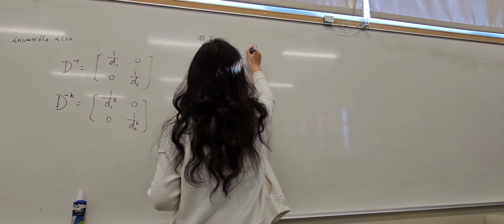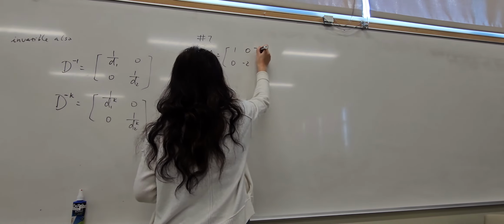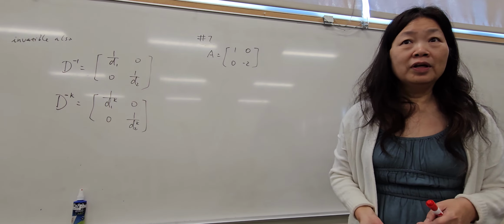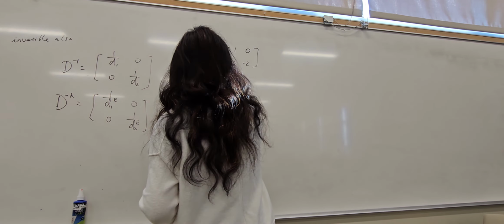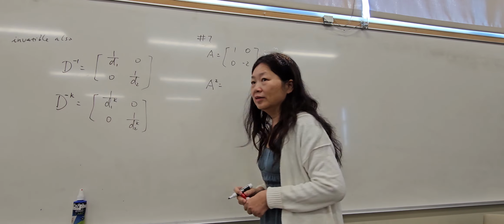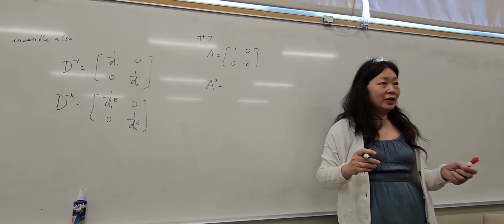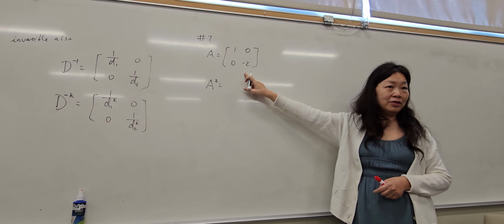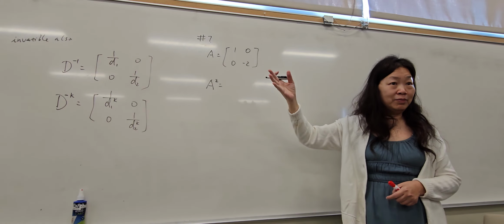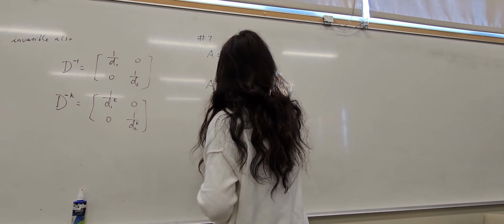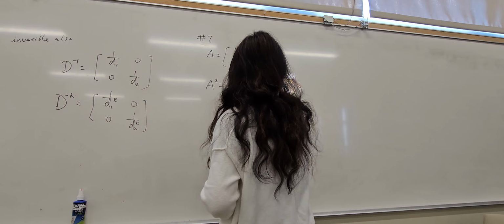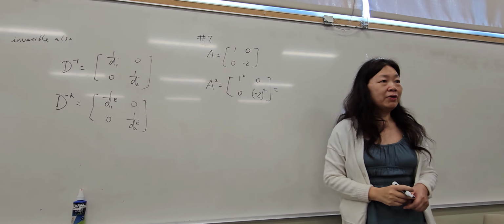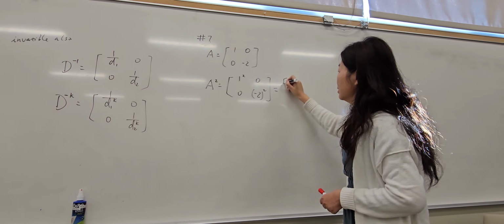One, zero, zero, negative 2. Okay, and we look for a few things. First we're gonna look for a squared. We no longer need to multiply the 2 matrices. What do we do? Because this is a what? Diagonal matrix, that right? Yes. So what we do, we just power the diagonal. Just power it, and then what do we get?